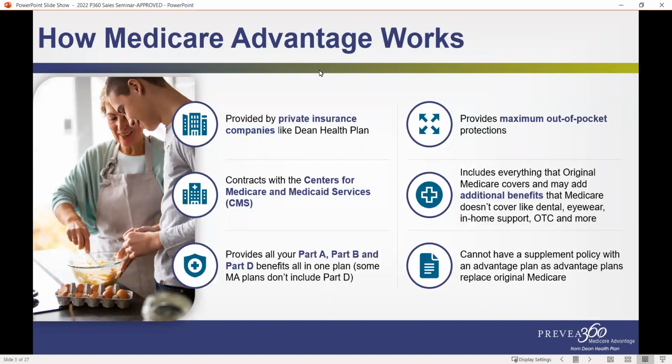So how Medicare Advantage works: it's always provided by a private health insurance company like Dean Health Plan Prevae360. They're directly contracted with CMS, which is the Centers for Medicare and Medicaid Services. It provides all of your Part A and Part B and sometimes Part D benefits all in the same plan. There are plans out there that are known as MA plans that do not include the Part D, and we'll talk about that a little later.